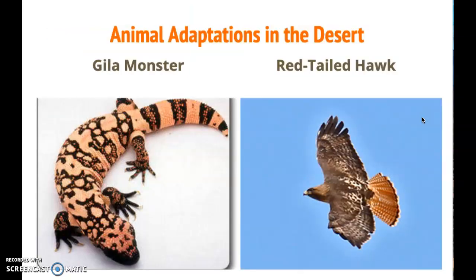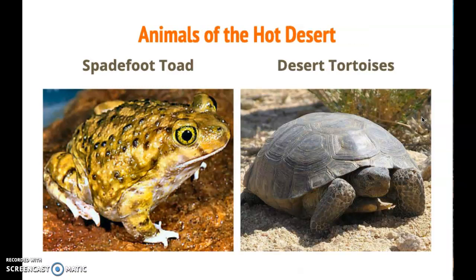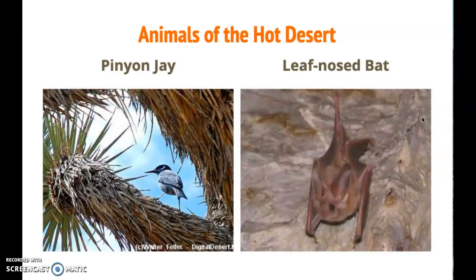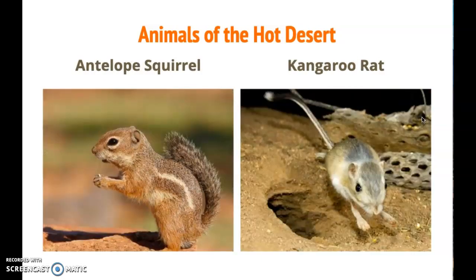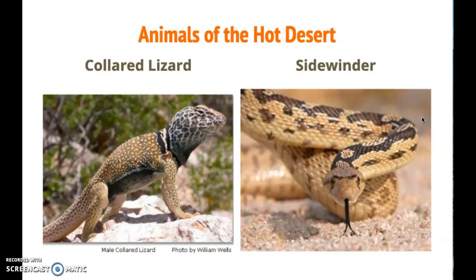Some other animals that have adapted to live in the desert are animals such as the Gila monster, which is a reptile, the red-tailed hawk. Did anyone catch that? The red-tailed hawk. The spadefoot toad, desert tortoises, which are endangered right now, the pinyon jay, which is a bird, the leaf-nosed bat, antelope squirrel, the kangaroo rat, the collared lizard, the sidewinder snake.